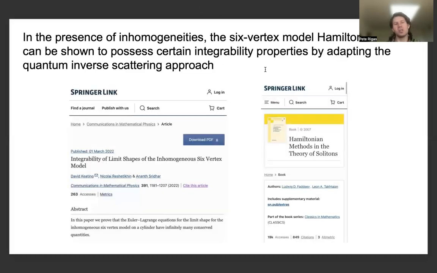And so like we have been mentioning, the quantum inverse scattering method really takes advantage of the fact that in the presence of inhomogeneities, the six-vertex model can be shown to possess certain integrability properties by adapting the quantum inverse scattering approach. And we've been discussing about how the three-dimensional case of the quantum inverse scattering approach relates to the structures of the L operators, which hold up to Dynkin isomorphism. So there's actually a class of these L operators which come into play.